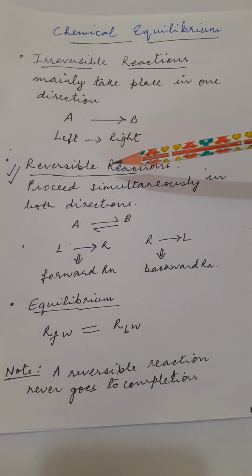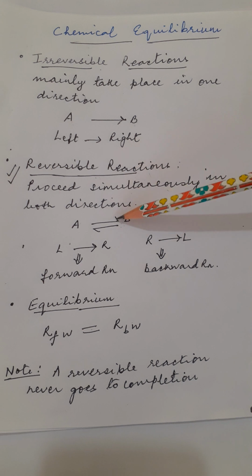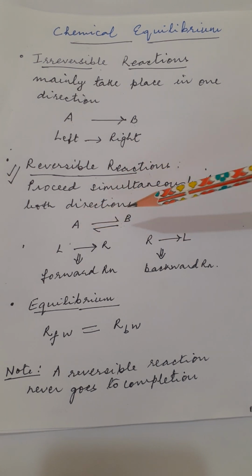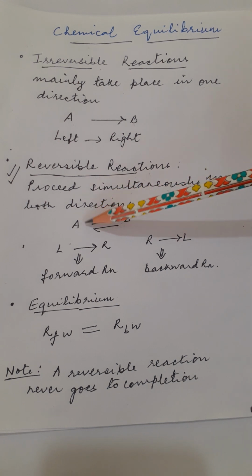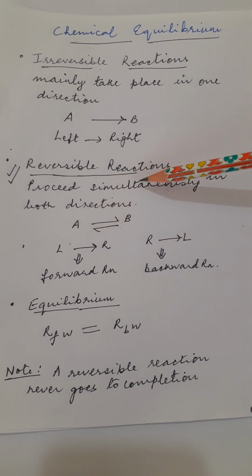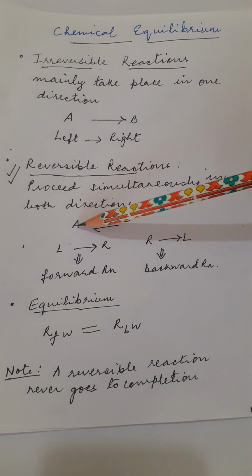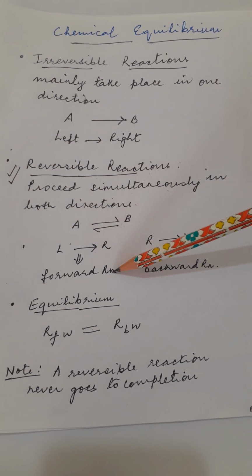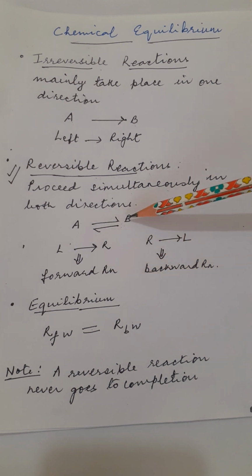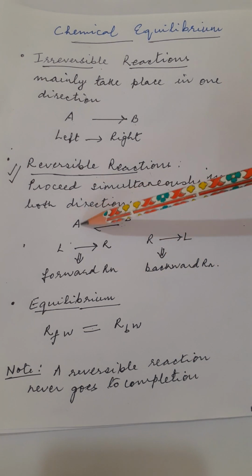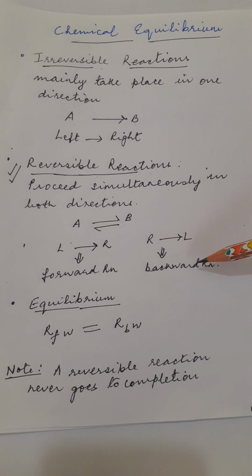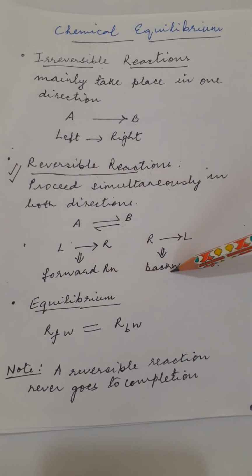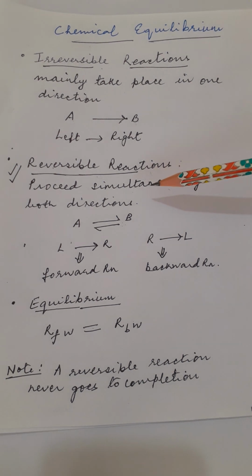The second type is reversible reactions, which take place in both directions. That is, from the reactant to the product and from the product to the reactant. These two processes will occur simultaneously. The process where the reactant changes to the product is known as the forward reaction, and the case where the product is changing to the reactant is known as the backward reaction. So for a reversible reaction, the forward and the backward reaction are happening simultaneously.